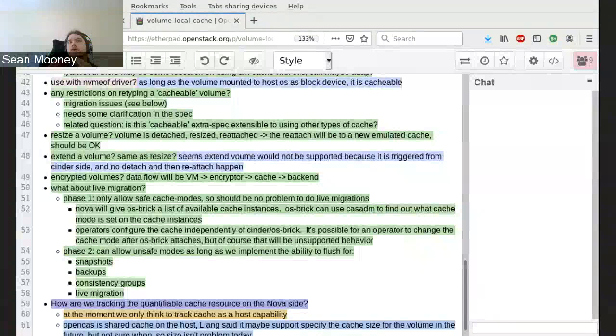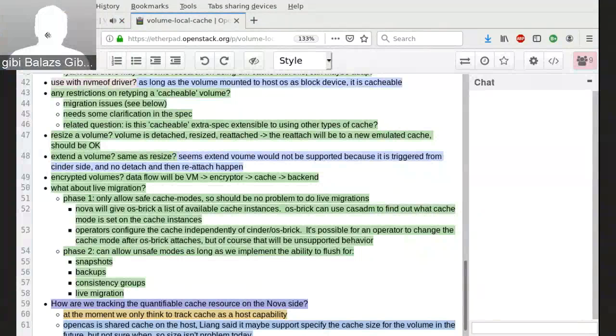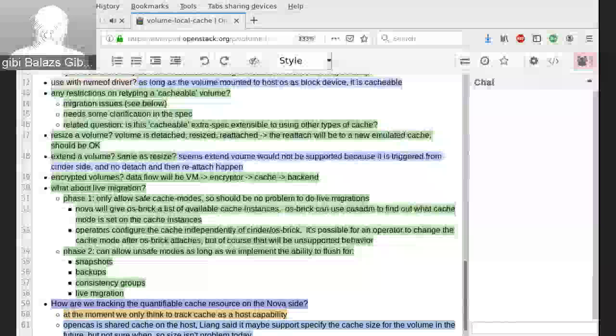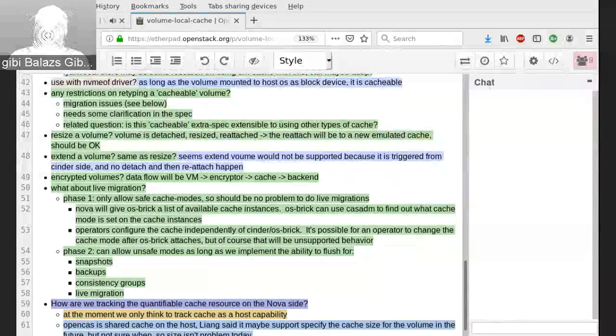Is this something that's in scope for the initial version? I don't think so. How I read the Nova spec and the Cinder spec is that we want to have one single bit of information in the flavor telling Nova to cache the volumes, all the volumes of the request, or don't cache the volumes of the request.